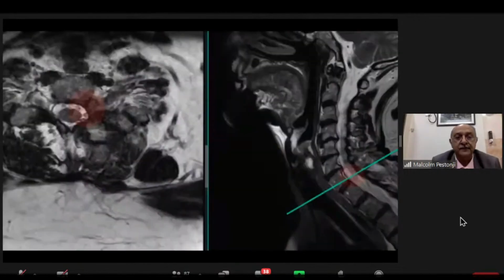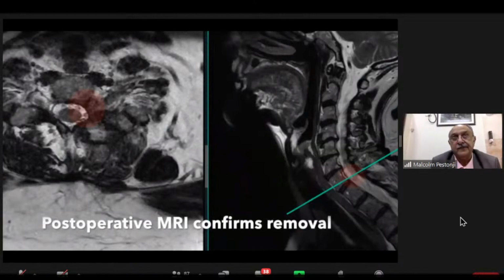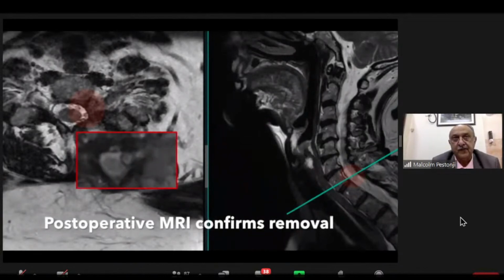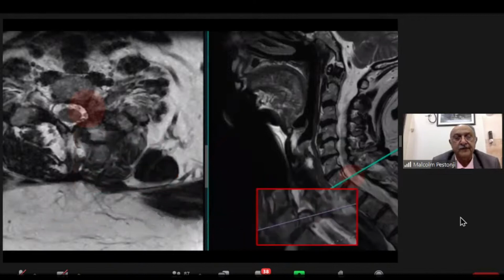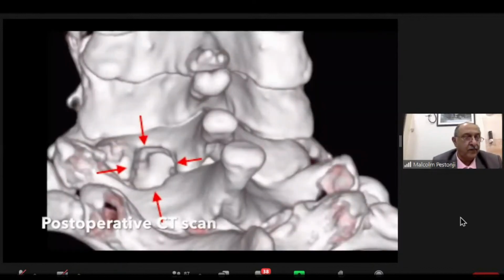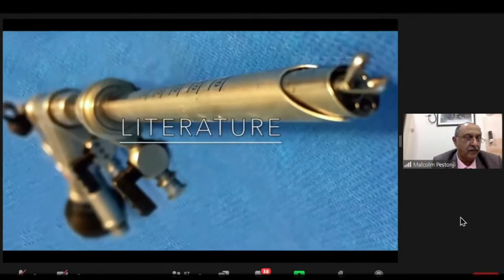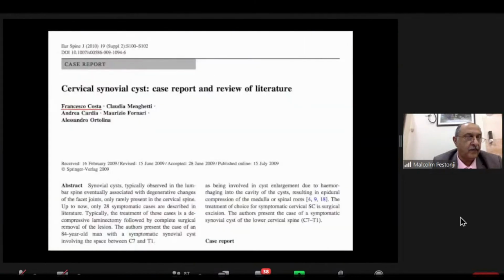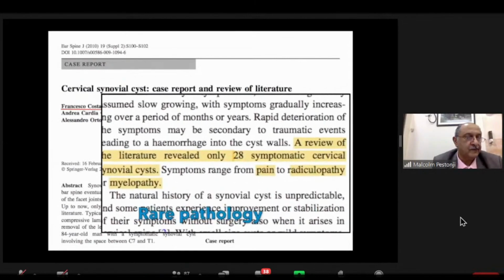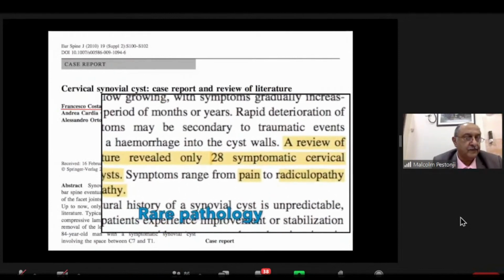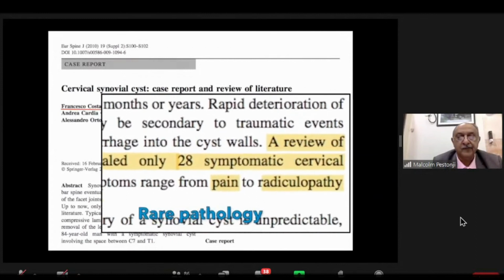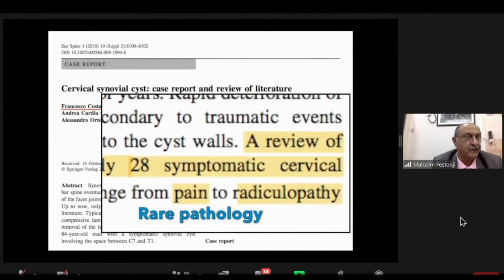On the post-operative MRI, you see a very nice decompression of the facet cyst. The red area you can compare with the post-operative scan. You see that there was no stabilization. The small keyhole approach shows not a lot of damage to the system, which is a surgical benefit.